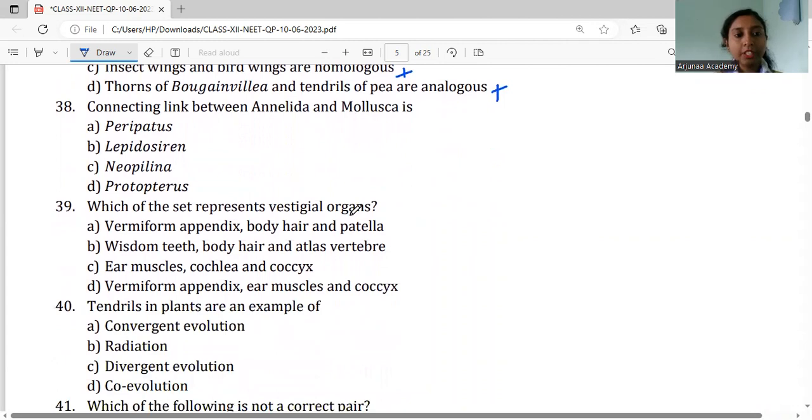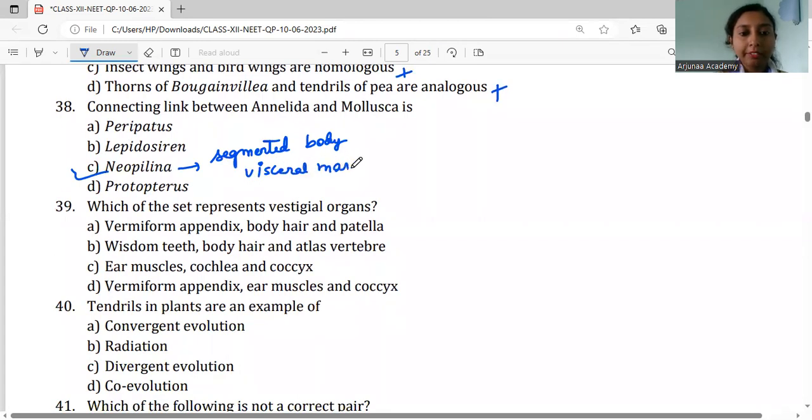Then question number 38. Connecting link between Annelida and Mollusca is. Here the answer is Neopilina. Neopilina has a segmented body. It is actually a mollusk, but still it has the segmented body, which is a property of Annelida, right? Also it has visceral mass, which we can find in mollusks and not in Annelida. Also it has shell muscles, which is again a feature of mollusks. So it has the features of both Annelida and Mollusca. Because of this reason, we consider Neopilina as the connecting link between Annelida and Mollusca.